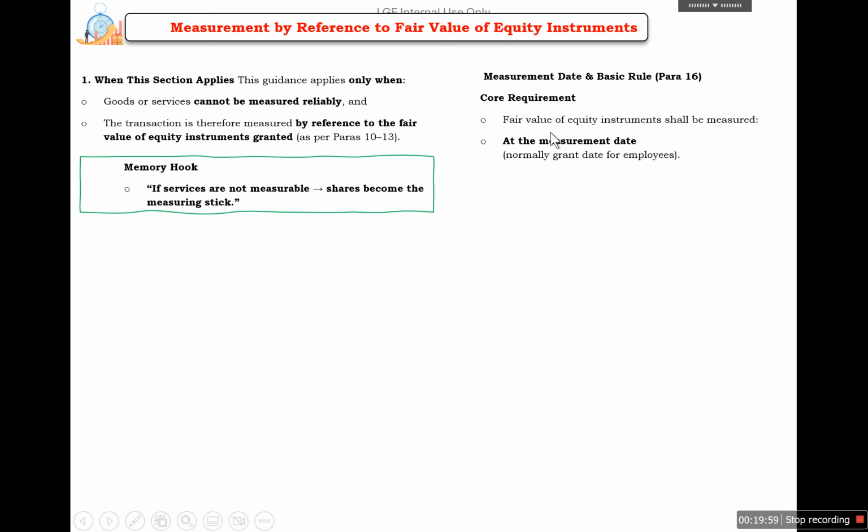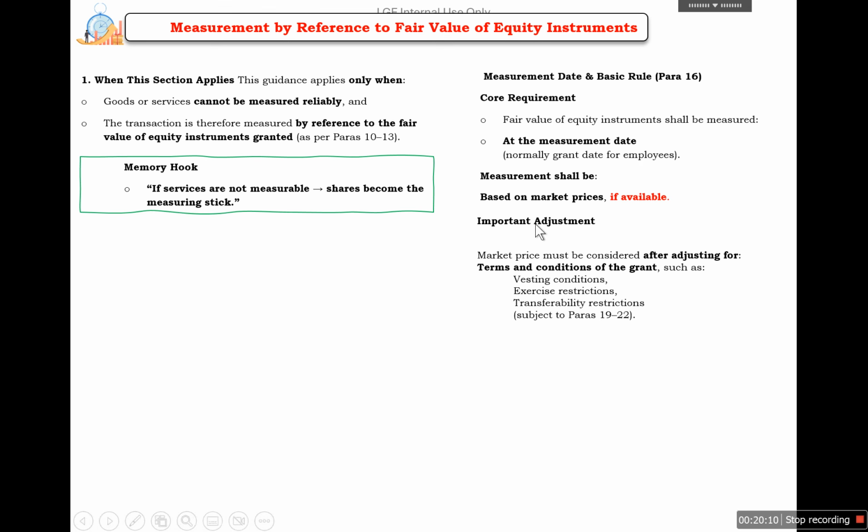the rules are that the fair value of the equity instrument shall be measured at the measurement date, and for employees, it is the grant date. Measurement shall be based on the market price if available, and we need to do some adjustment based on the share conditions. So the market price must be considered after adjusting for the terms and conditions of the grant, such as the vesting period, the exercise period restrictions and transferability restrictions, whatever is attached to the instrument that has been issued.